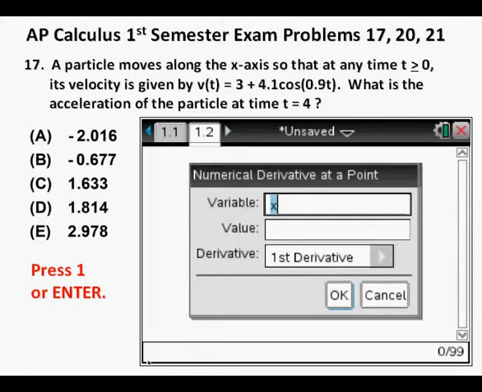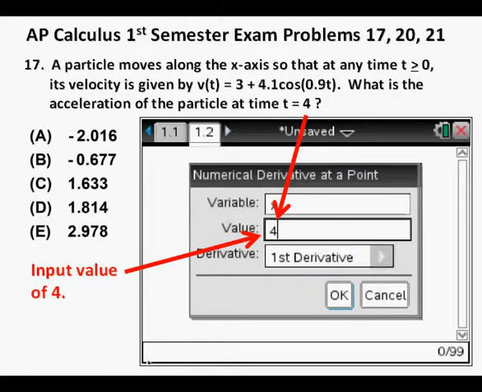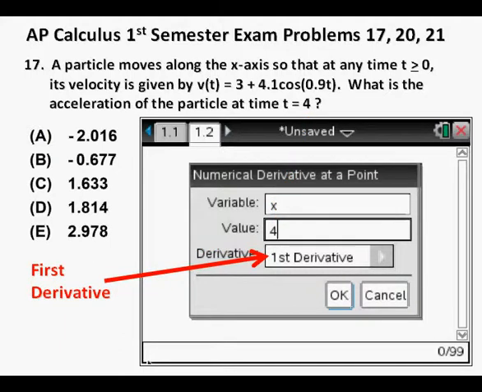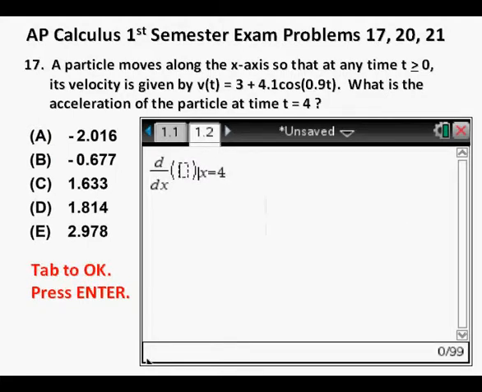This is what we get. We are given the default variable x, which we could change to t if we wanted to, but we can go ahead and use x instead of t. It will be fewer keystrokes for us. Next, we tab down to value and enter the number we're evaluating, and it's 4 for t. And we're taking the first derivative, so we leave the default value of first derivative in place. Then we tab down to OK, then press enter, and we get our derivative all set up.